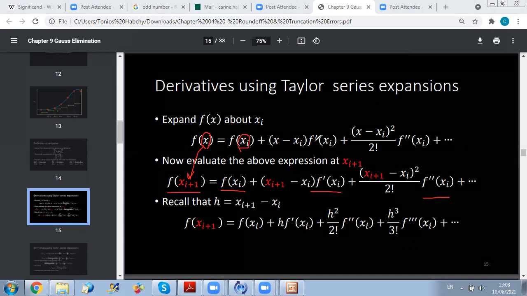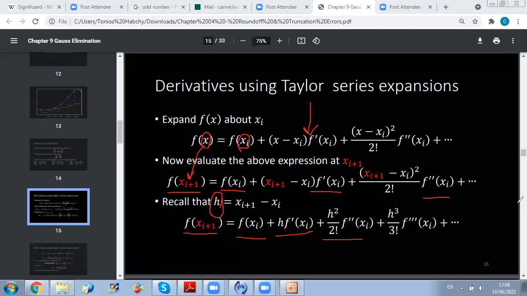If I do this here, we know that from Taylor expansion, f(x) is f(xi) plus (x minus xi) f prime(xi), etc. Now I will just replace x in the Taylor expansion by xi plus 1. And if I observe my result, and I replace delta x, which is xi plus 1 minus xi, by the increment h, then I can write f(xi+1) as follows. It's f(xi) plus h f prime(xi) plus h squared over 2 factorial f second(xi), etc.